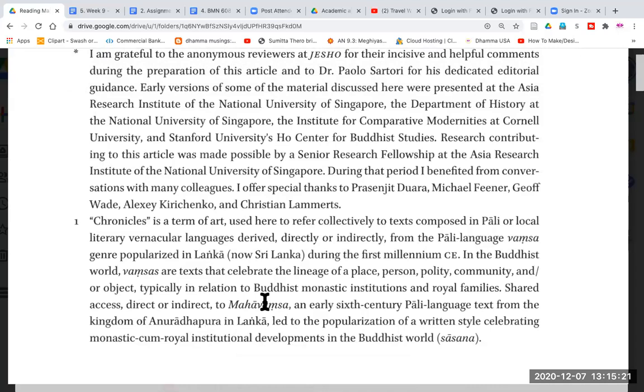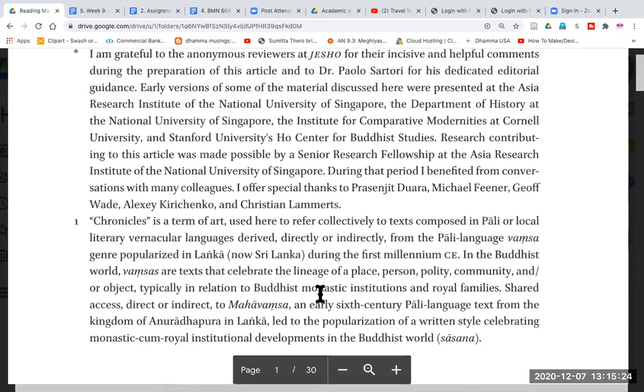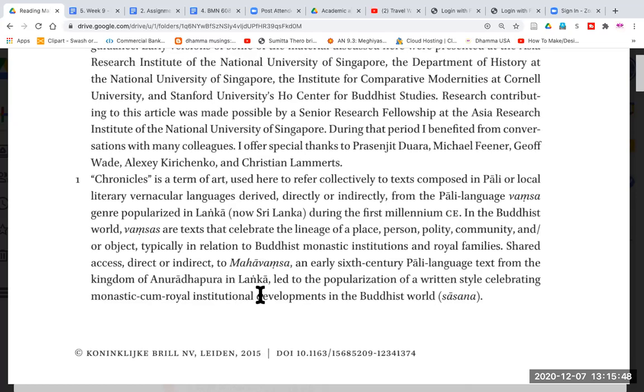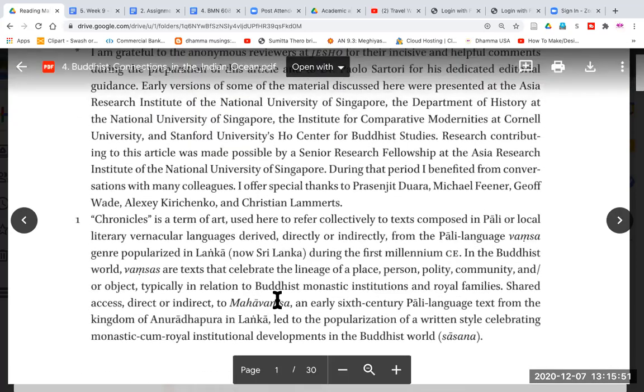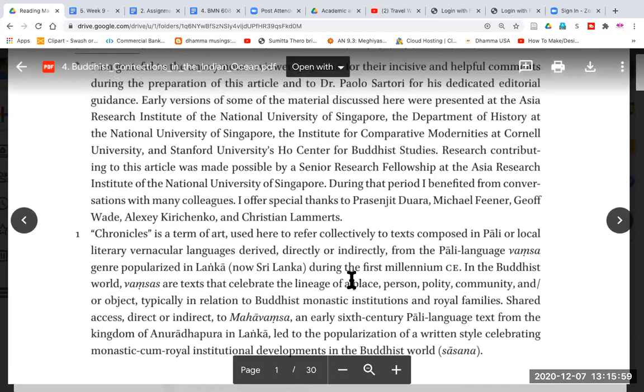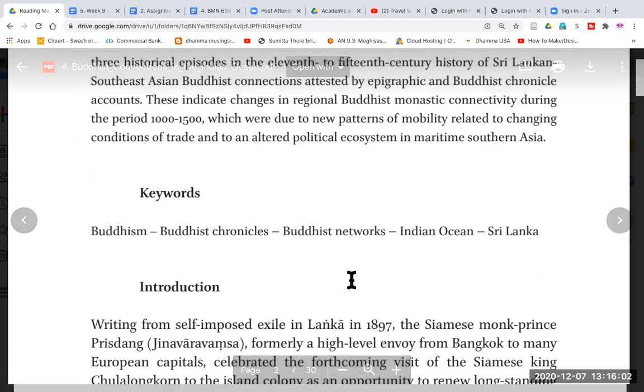And there are a large number of chronicles like this. This book, the Mahavamsa, is one of the longest continuing books in the world. It is still being written. There is a separate panel even today that writes historical events in Sri Lanka. Even today it is written in Pali. So this chronicle literature is really important.